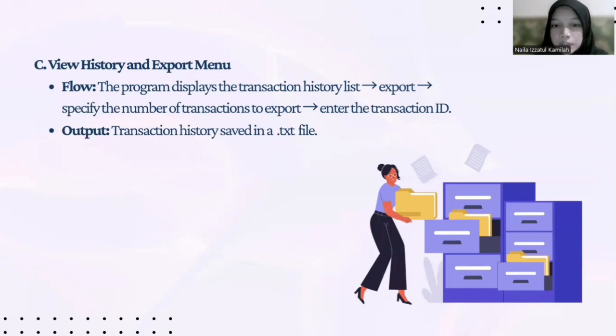The third menu is to view transaction history and to export it into a TXT file. The flow goes like this. First, the program will display the transaction histories. After that, the user can choose to export them by entering the number of transactions they want to export and then entering the IDs. The transactions will be saved in a TXT file as the output.